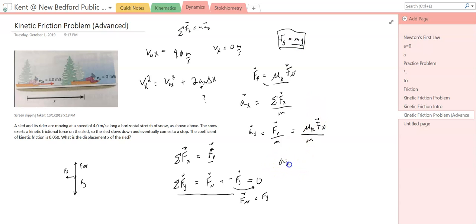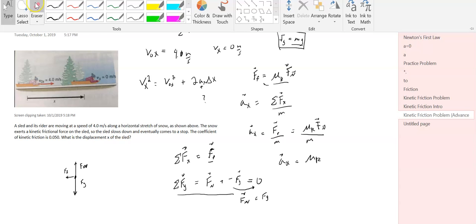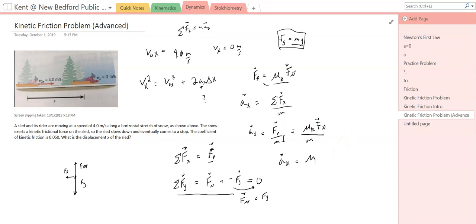So acceleration in the x direction is equal to mu k. Man, that's a bad looking k. Let's get that fixed before we move on here. Hopefully the whole program doesn't crash now. Okay, mu k, better. And the normal force is mg over m, and we've got an m in this, right? So notice the masses cancel out. So acceleration in the x direction is equal to mu k times g.